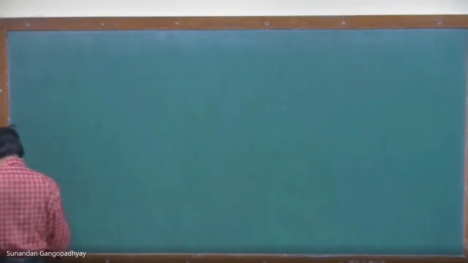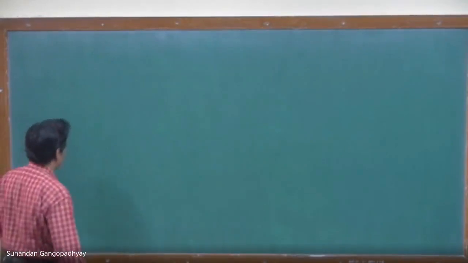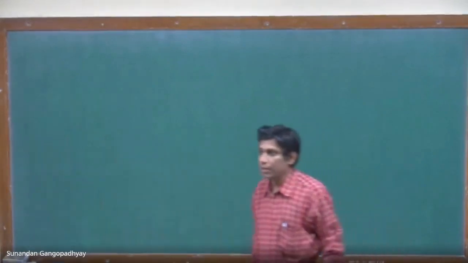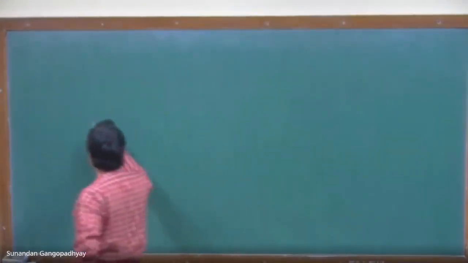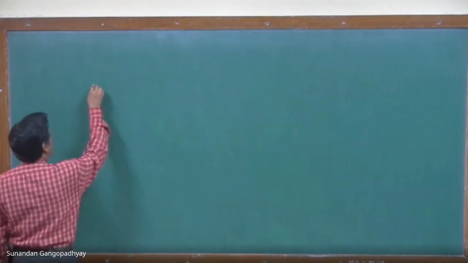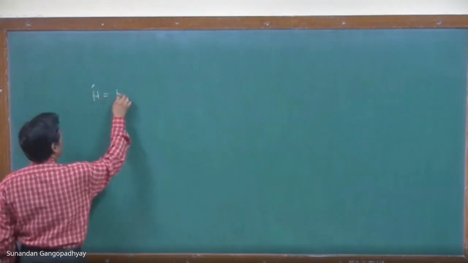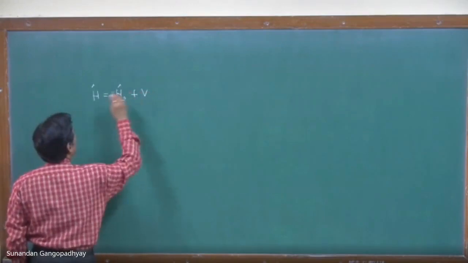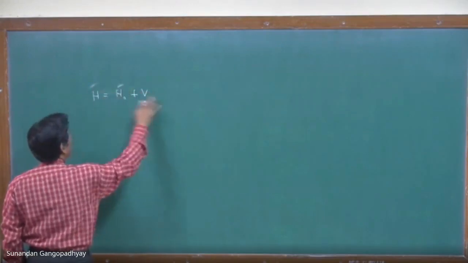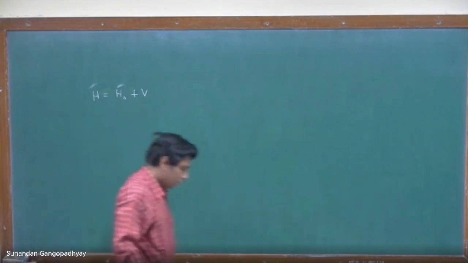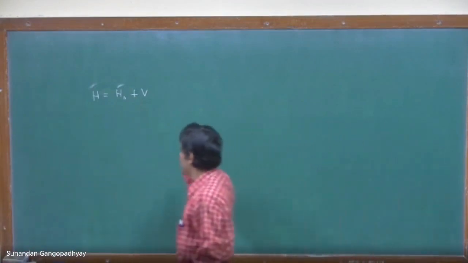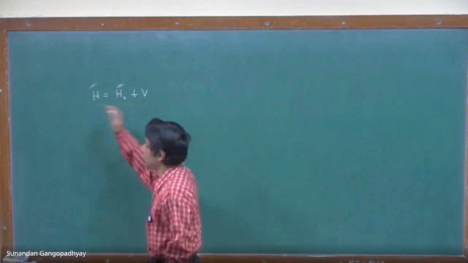So in the previous discussion, we have seen that we started with an interacting theory, and we said that this be the Hamiltonian. These are all operators. This is the free part of the Hamiltonian, this is the interacting part, and this is the full interacting theory Hamiltonian.